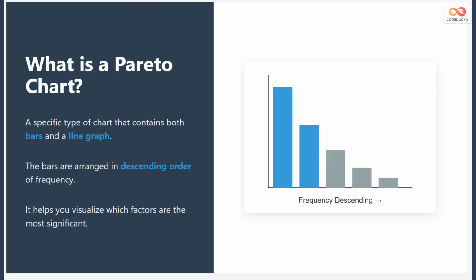So, what exactly is a Pareto chart? It is a specialized graph that combines two things, a bar chart and a line graph. The key feature is that the bars are always arranged in descending order, from tallest to shortest. This visual arrangement helps us instantly spot the most important factors.